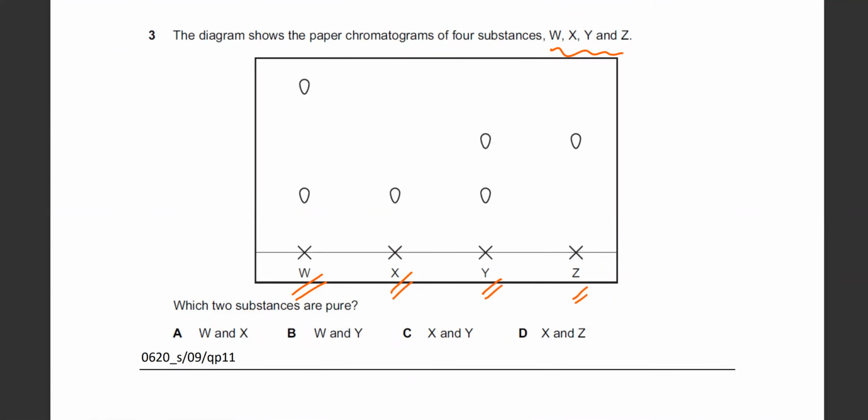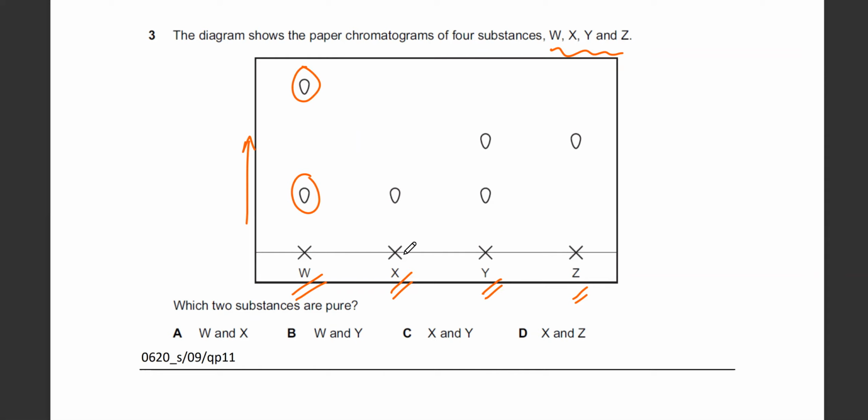So he places four spots onto the filter paper, and he dips one end into the solvent, and the dyes spread upwards, right? So he's asking which two substances are pure. That's the first one, W. How many dyes make up W? That's one and two. So W is not pure.